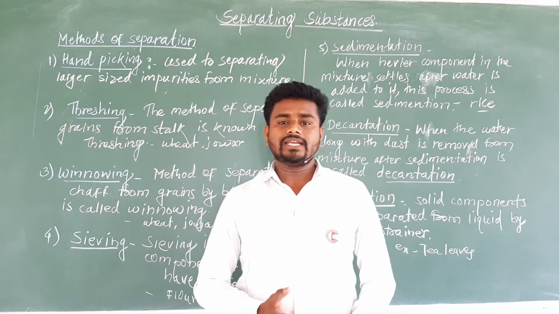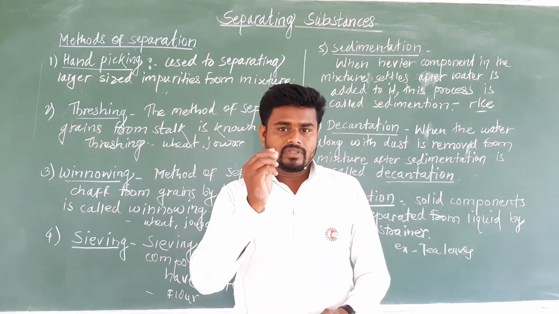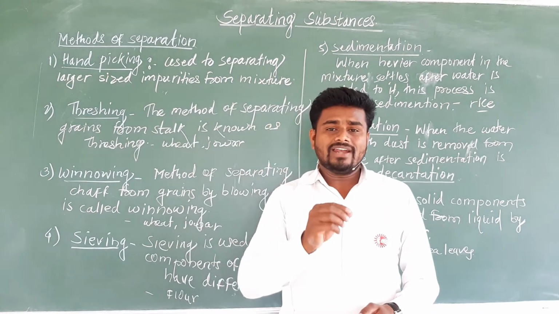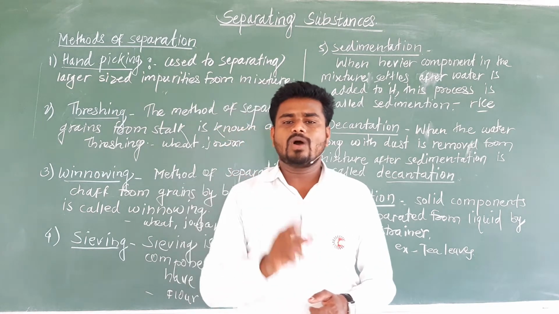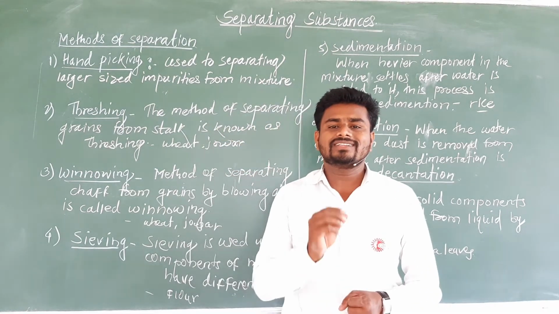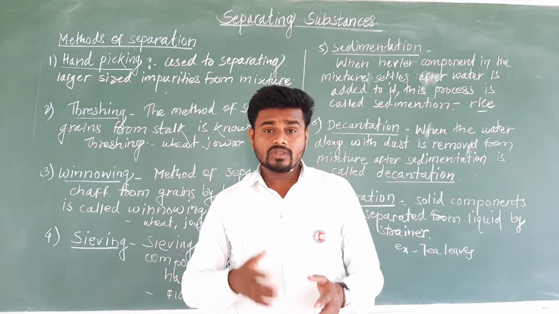Otherwise, while eating poha, if we do not like the curry leaves, then what we do, we separate those curry leaves from that poha. Or if we do not like the green chili, then we separate the green chili by picking.